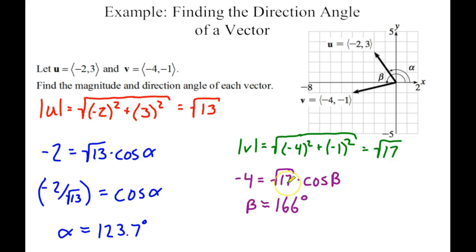So first, we divide by radical 17 and then take the inverse cosine. If you take the inverse cosine of negative 4 over radical 17, you get beta is approximately 166 degrees. But we have a slight problem, because if we look at our drawing, we know the opposite x-axis represents 180 degrees. Our angle is more than 180 degrees, so 166 is not going to be our final answer.